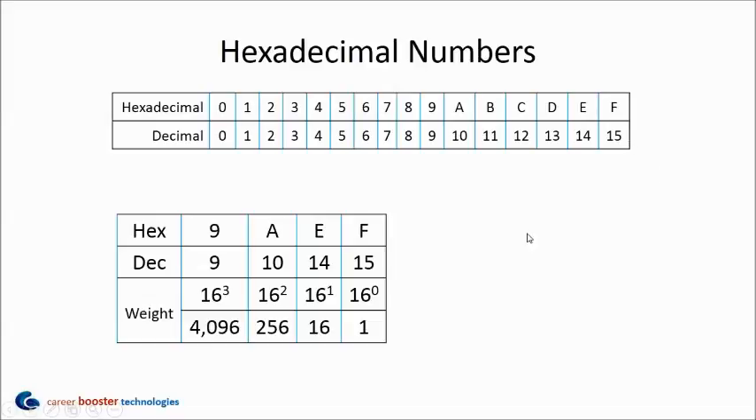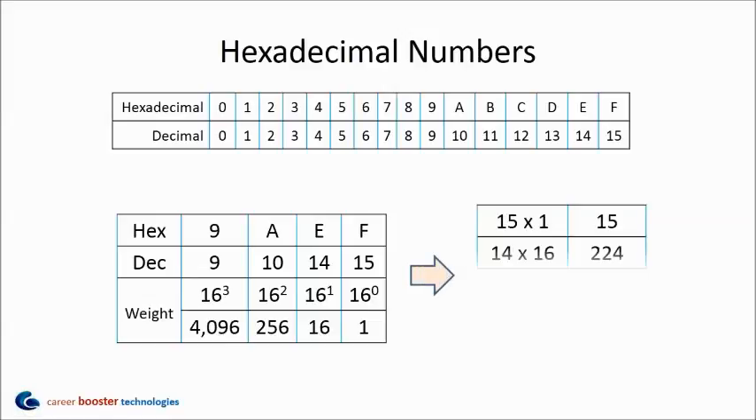Now, I know from my previous discussion that these digits have a value, but depending on their position in the number, they have a weight. So the first one is 16 power 0, which is 1. The second one is 16 to the power of 1, which is 16. Then you have 16 to the power of 2, which is 256. And then finally, 16 to the power of 3 here, 4096.